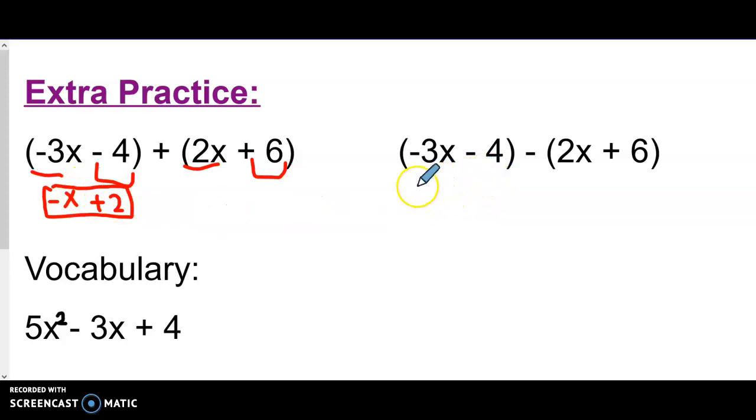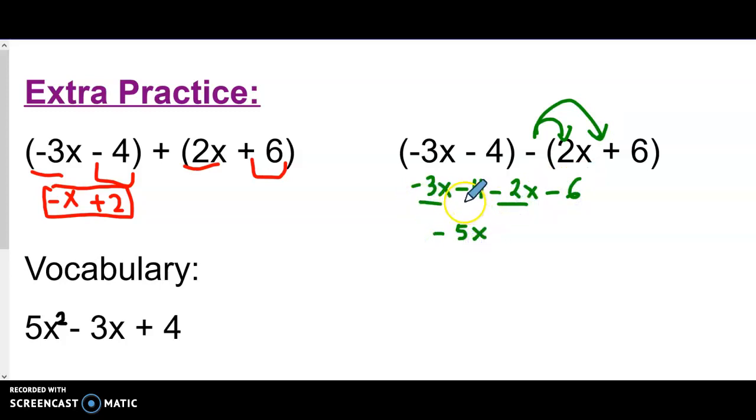The second one is subtraction. It's the same problem, but it's subtraction. So I would have to distribute the negative. So I'm going to rewrite it to be better off. This is this, and this is this. And now you're putting together like terms. Negative 3 minus 2 is like adding 2 negatives. And negative 4 minus 6 is adding 2 negatives again. So this is my answer for the subtraction.